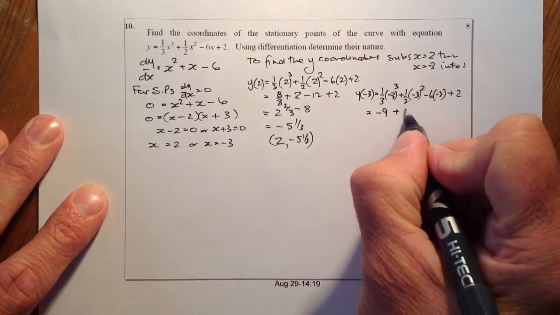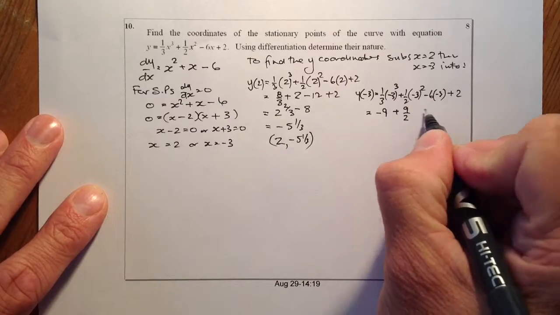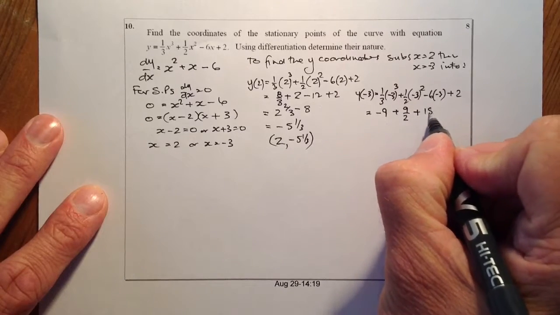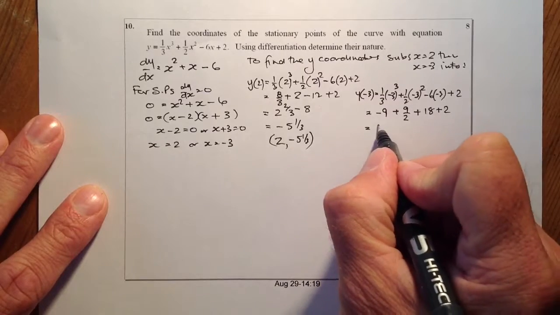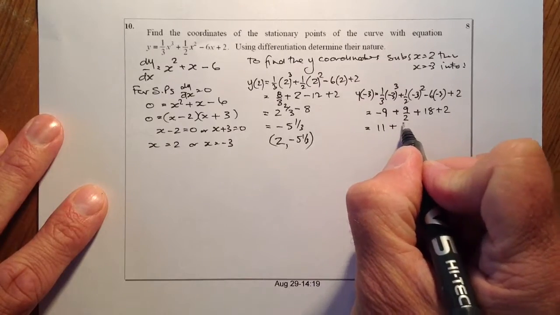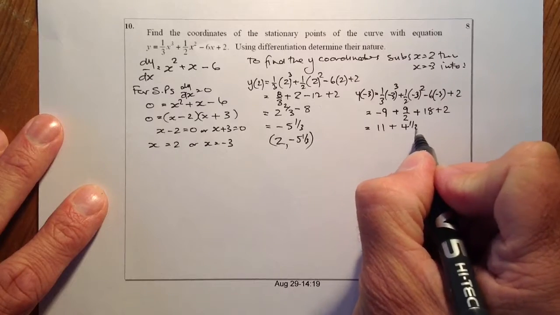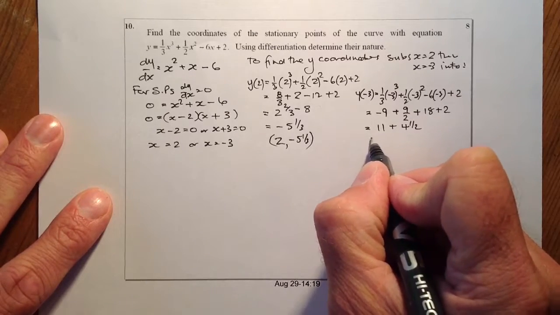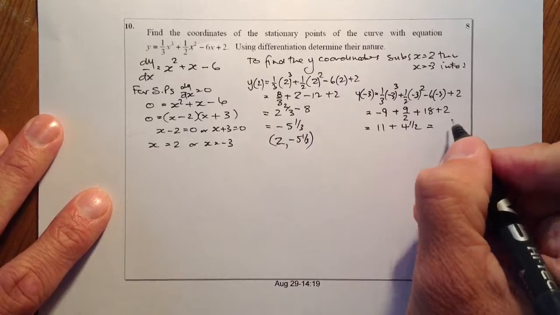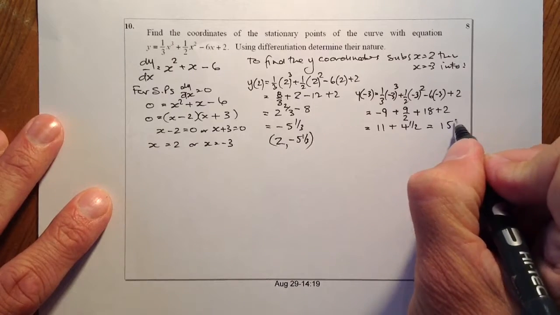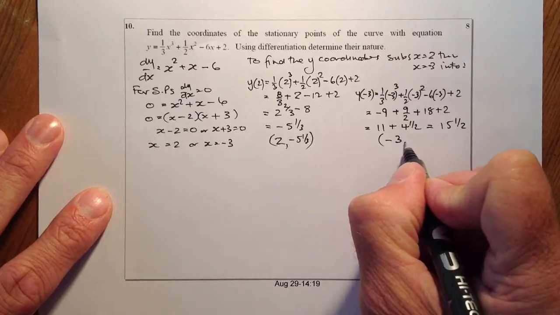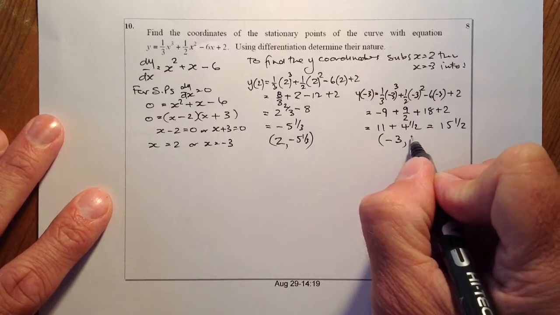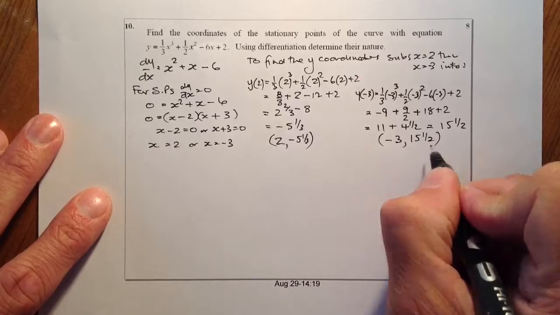That will give me 9/2, so I can just put that in like that. That will give me plus 18 and plus 2. So gathering some bits together, I've got 11 plus, I'll just call that 4.5. And my final answer to this one here will be 15.5. So my coordinates of this point here, minus 3, and I've got 15.5.